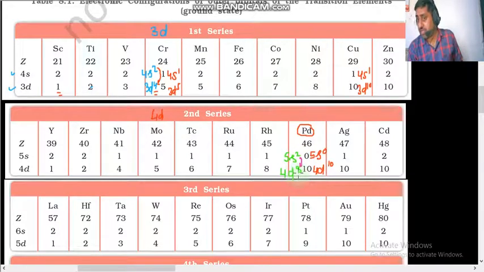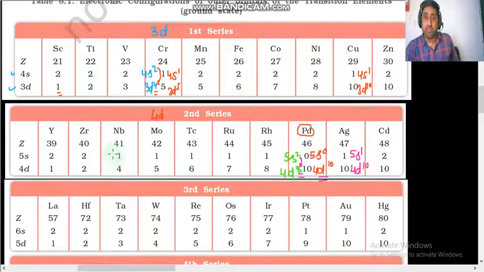Now they have to counteract the pairing energy, but the exchange energy may compensate this transition, because as you know, in d10 there is more chance of exchange energy. That's why 4d10 becomes more stable and 5s becomes 5s0 and 4d10. Similarly here in silver, 5s1 and 4d10. Here only one electron gets transferred. So these are the exception cases.